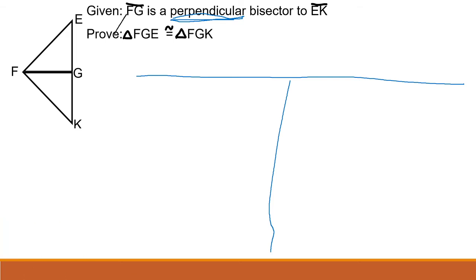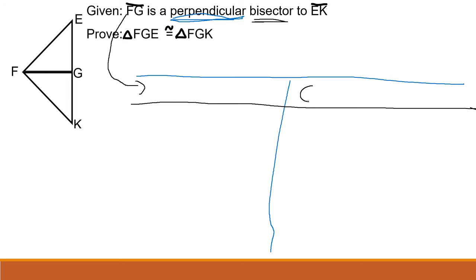So we have FG is perpendicular bisector to EK. So bisector means that something's been cut in half as well. So, given. First off, we'll start with the perpendicular aspect. If it's perpendicular to EK, that means that I have two right angles here and here, because it's a perpendicular bisector, which means, again, it's perpendicular, making right angles.